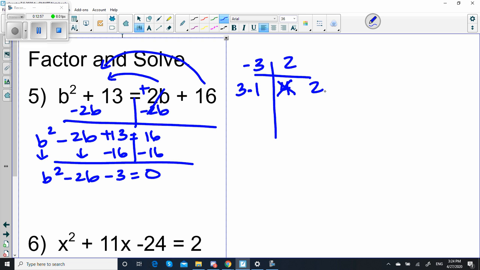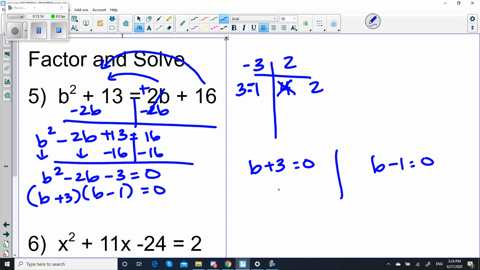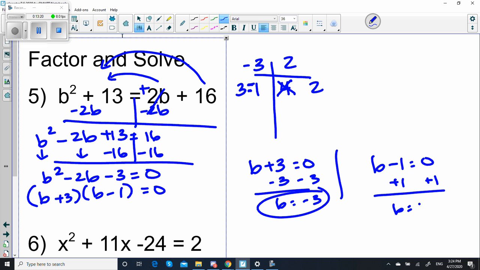And it gives me a positive 2, so that means the smaller one is negative. So I'm going to have b plus 3 as one of the factors, and b minus 1 as the other. And then I'm going to solve them. So b plus 3 equals 0, and b minus 1 equals 0. So I'm subtracting 3, and I'm adding 1. And those are my two solutions for that.